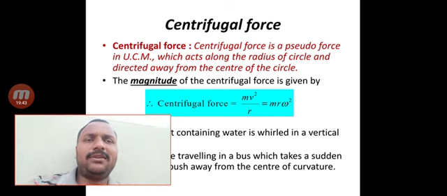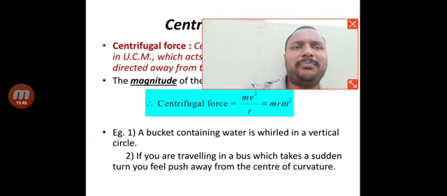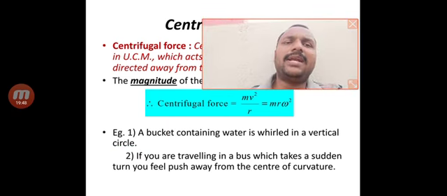Okay, then after that, examples of centrifugal force. One example is a bucket containing water and revolved in a vertical circle.